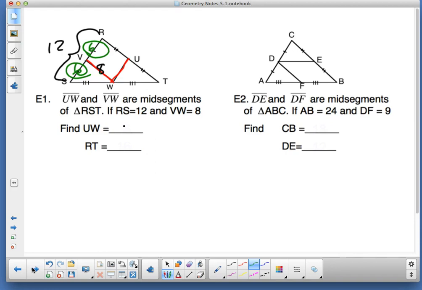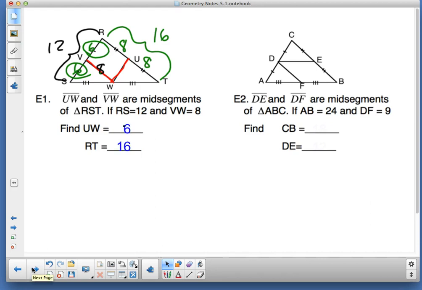I got 8 here, and this whole side length is 16, because this is 8, and so is that. Are you okay with these measures and how I'm finding them? And remember, UW is 6, because UW was this side right here. I should have pointed that out. Didn't write that down when I talked about it.